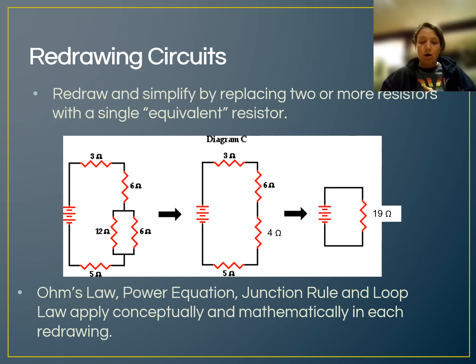But it also can be used to find information about individual chunks or individual resistors in the circuit, because it turns out that Ohm's law, the power equation, the junction rule and the loop rule all apply both conceptually and mathematically in every portion of every redrawing. So I could zoom in on the individual resistors in my very first drawing and all those equations and relationships apply. Or I could look at diagram C and zoom in on just that 4 ohm portion that I created, and those equations are going to apply as well.